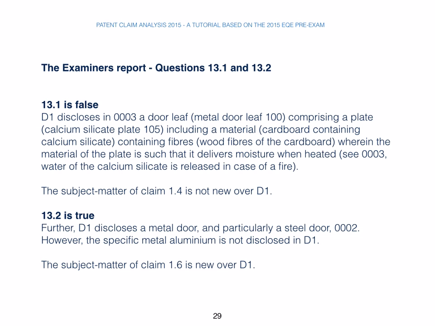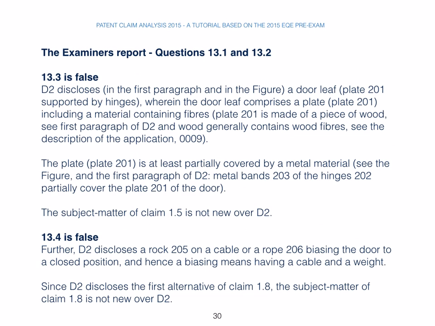13.2 is true according to the examiners because further D1 discloses a metal door, and particularly a steel door, paragraph 2. However, the specific metal aluminium is not disclosed in D1. The subject matter of claim 1.6 is new over D1. Next, we go to 13.3 and 13.4.